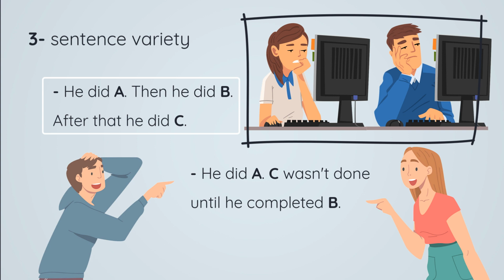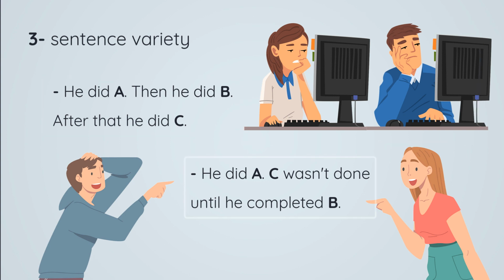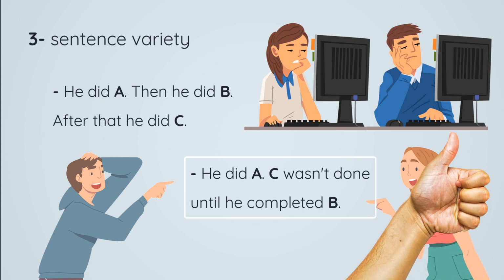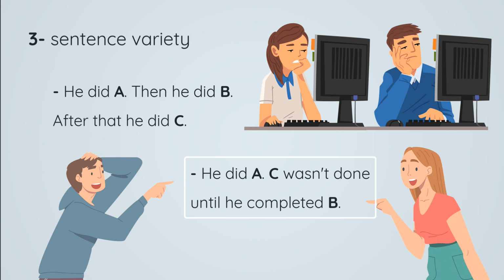So, how does the passive come into play here? You ask yourself. Well, I'll tell you. The passive allows you to play with sentence structure. So it allows you to have different varieties of sentences. He did A, same start. C wasn't done until he had completed B. Not only do you have a passive, you have a past perfect. Bravo. Extra points for you if you can do this. But first, you got to have that passive. You got to get to that passive first. Okay? This gives you sentence variety.